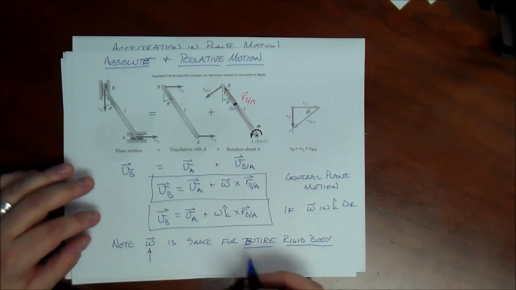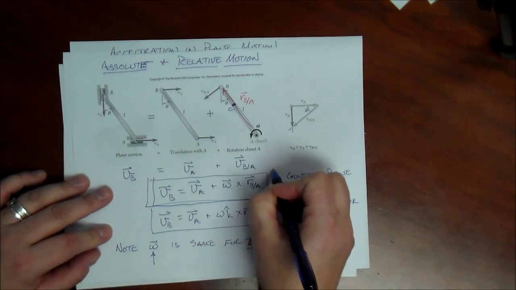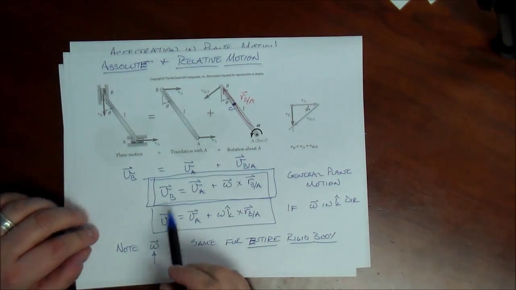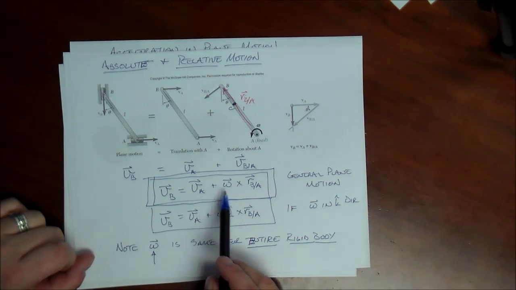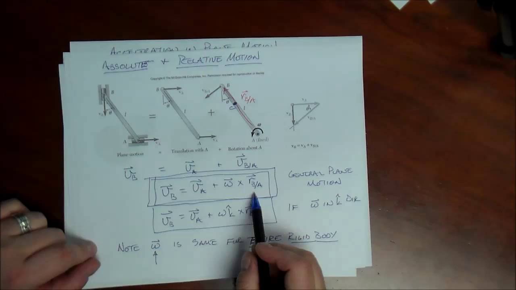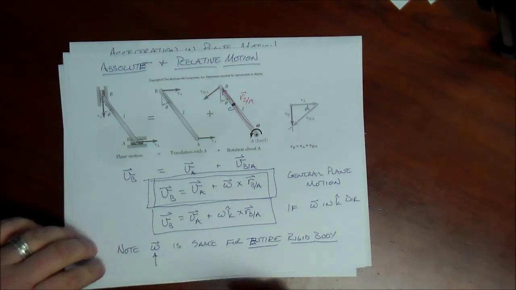So that's how you find velocities for general plane motion. It's as simple as this equation. This is the most general one. Okay? The velocity of point B just equals the velocity of some other point on the rigid body plus omega cross R. And it's important that R is B relative to A. Okay?